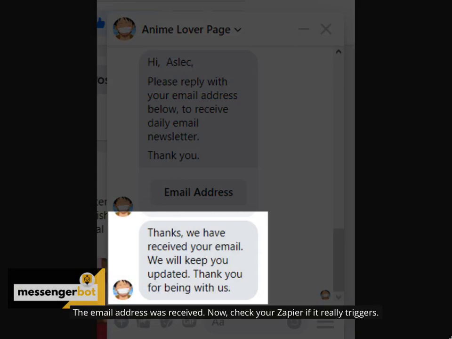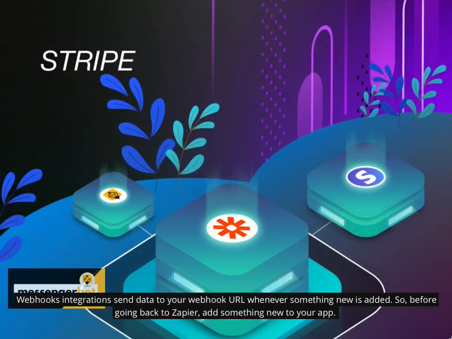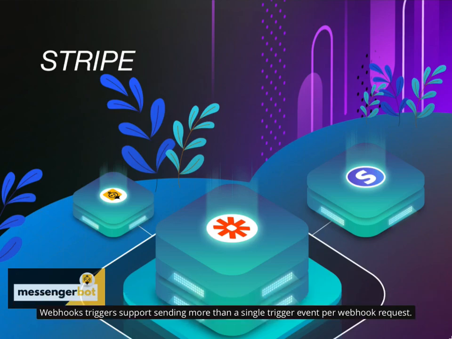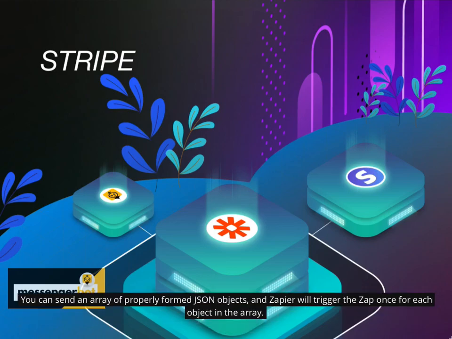Now, check your Zapier if it really triggers. Webhook integrations send data to your Webhook URL whenever something new is added. So, before going back to Zapier, add something new to your app. Webhook triggers support sending more than a single trigger event per webhook request. You can send an array of properly formed JSON objects, and Zapier will trigger the zap once for each object in the array.